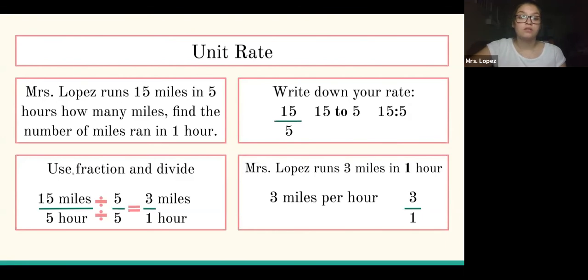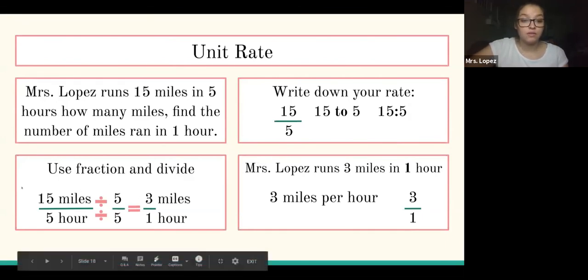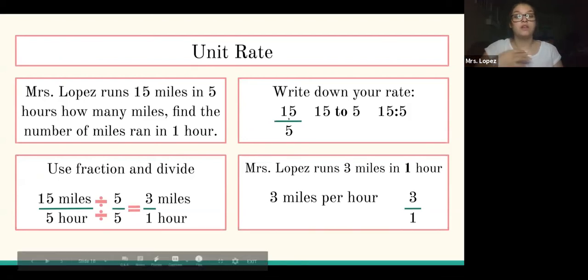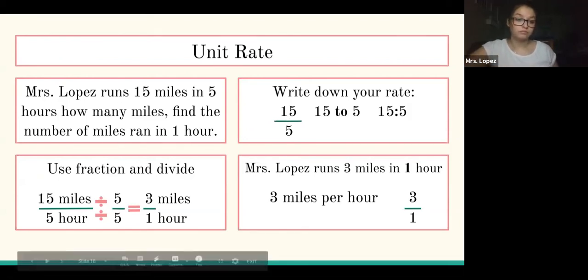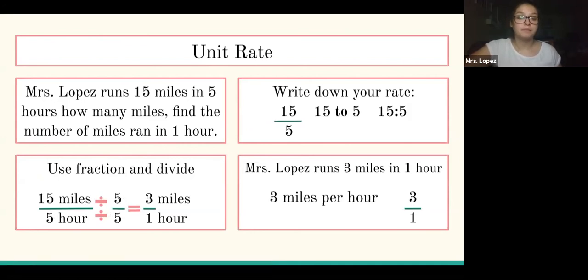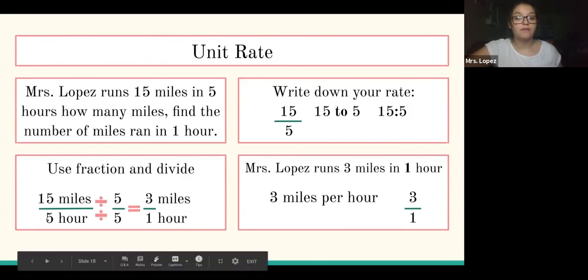We want to use a fraction and divide. This is going to be the easiest way to find a unit rate, because fractions are easier to visually see and reduce. So we want to reduce the denominator to 1, so we're going to divide by 5. What happens on the bottom also happens on the top. So we have 15 miles per hour.